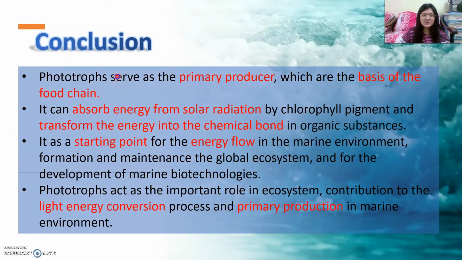Conclusions. Phototrophs serve as the primary producers, which are the basis of the food chain. They can absorb energy from solar radiation and transform the energy into the chemical bonds in organic substances. It is the starting point for energy flow in the marine environment. It also plays an important role in ecosystem contributions to light energy conversion and primary production.